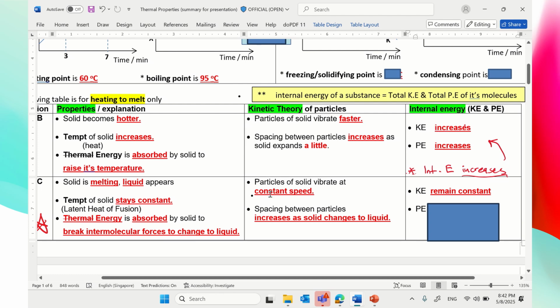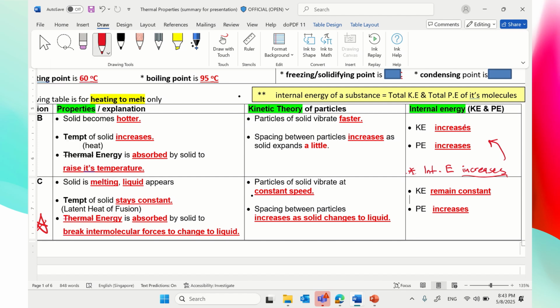But now, since the molecules remain, the speed of movement remains constant, therefore the kinetic energy remains constant. But for the potential energy, the spacing between them has increased. Therefore, we say the potential energy increases. And since total energy is made up of both kinetic and potential energy, so long as one of them increases, the internal energy increases.